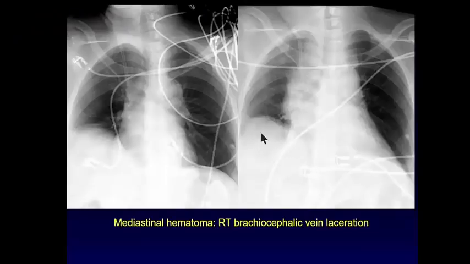This is an example of a bleeding complication. This patient had an introducer sheath placed. The tip is in the region of the SVC. This was a very difficult placement. It took multiple attempts to get this catheter in.